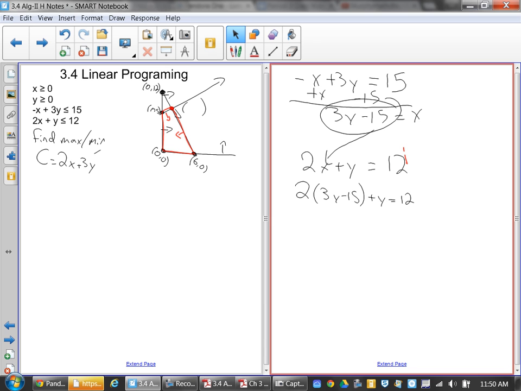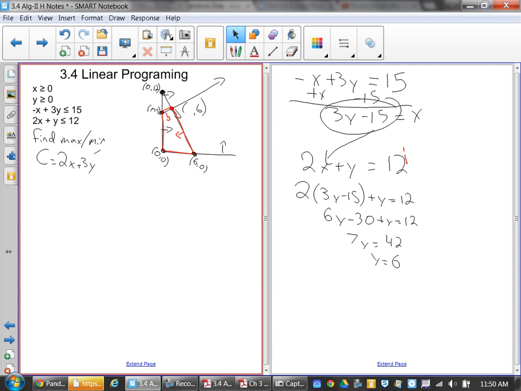Oh, I see. Okay. Now I figure out what the y value is by, let's see, we have 6y minus 30 plus y is 12, 7y is 42, y is 6. So I know the y value here is going to be 6. To figure out the x value, I just resubstitute back in, either one of them. 3 times 6 is 18. 18 minus 15 is 3.